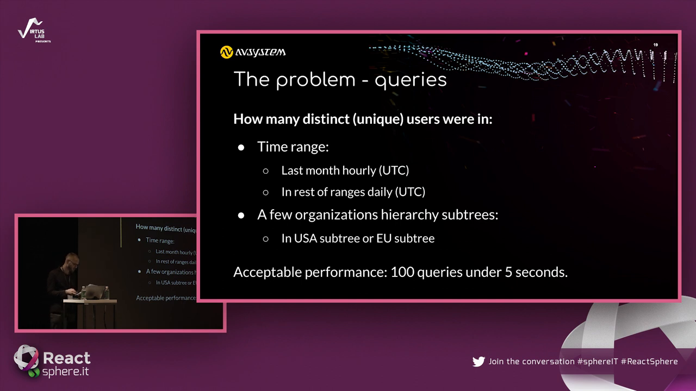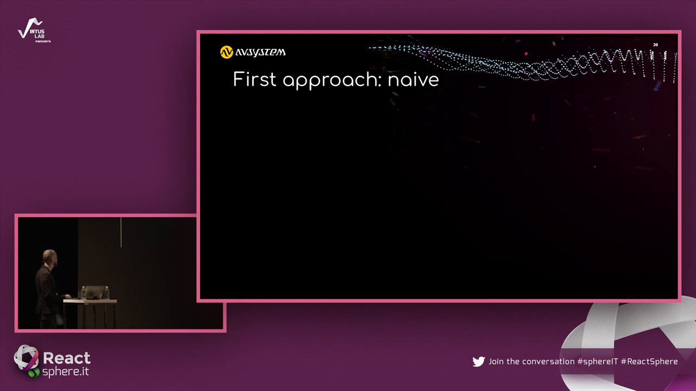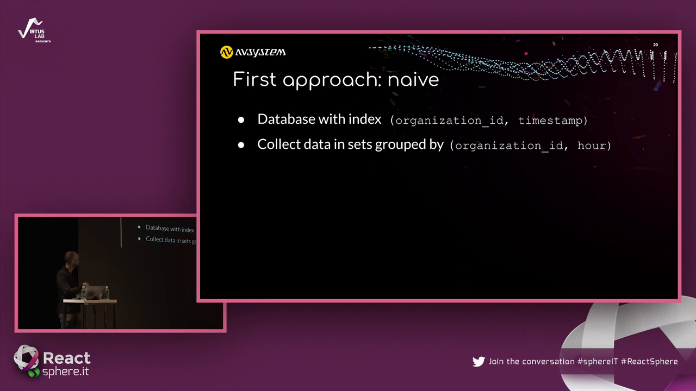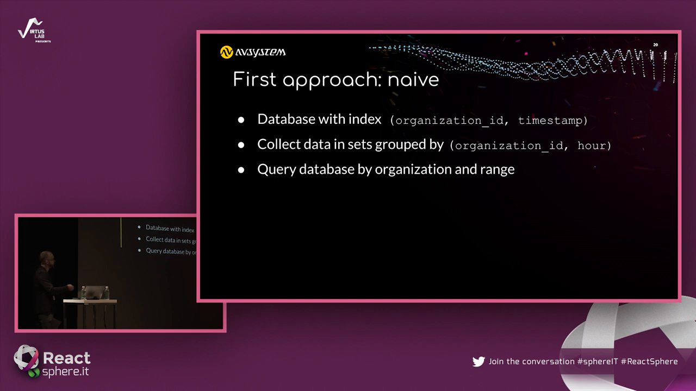So how can we solve such a problem? First approach, naive. We have a database with an index on organization ID and timestamp. We collect data in sets grouped by organization ID and hour. Query the database by organization and range. We retrieve sets, we merge sets, and finally, return the size of the final set. Well, this approach has a lot of problems.